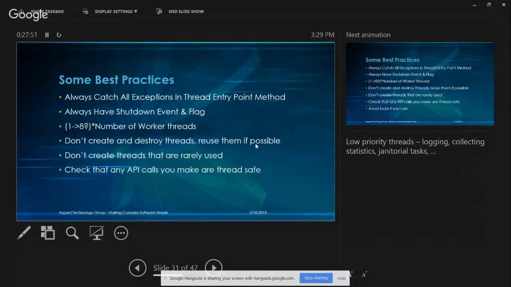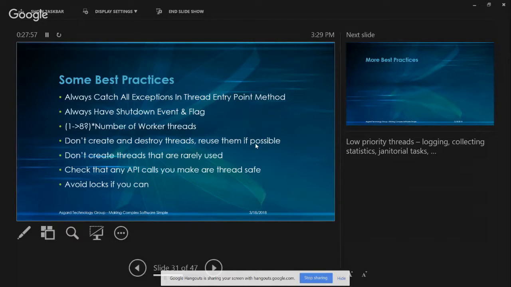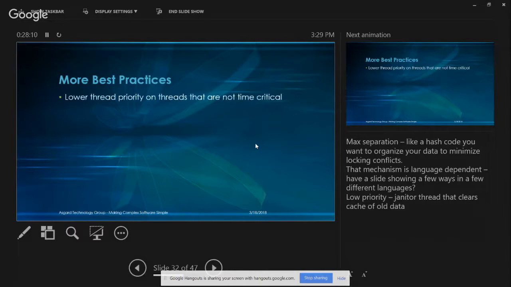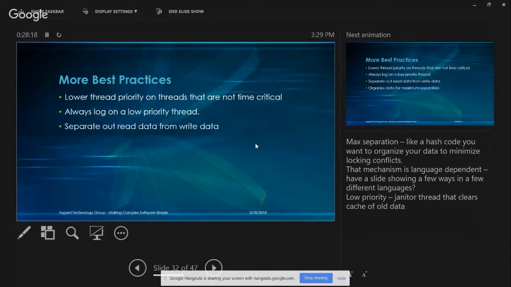It could be a third-party library. Actually, these days, that's probably a bigger problem. And it may not be thread safe. We're going to get into this a little more, but avoid locks if you can, and do that by structuring your data, and we're going to talk about that in just a bit. Use lower priority threads. Always log on a low priority thread, unless for some reason logging is really critical to your system.